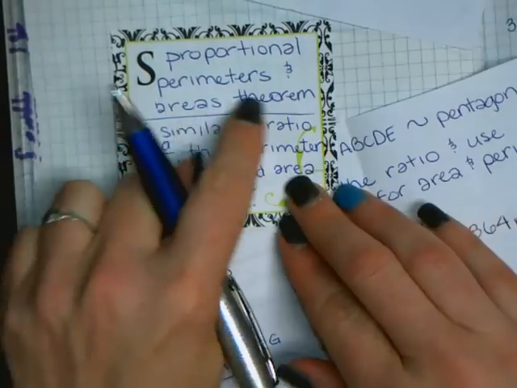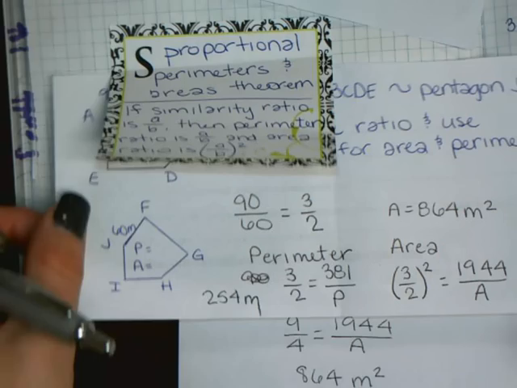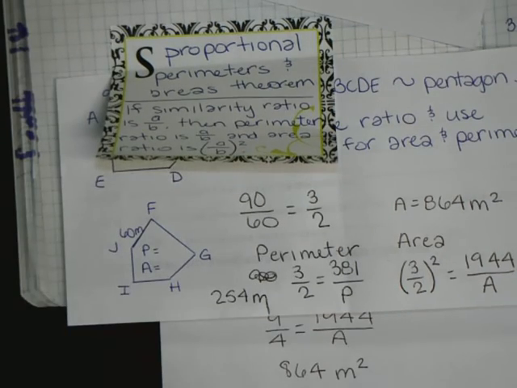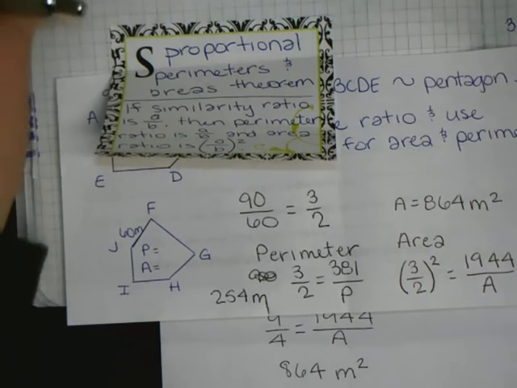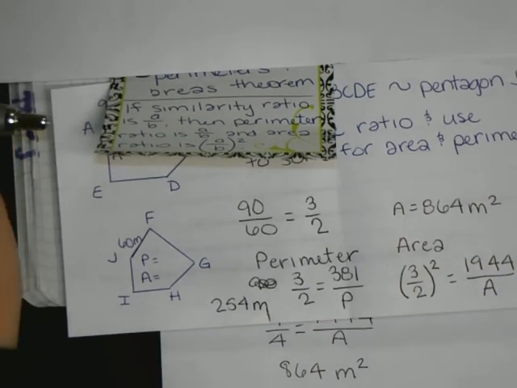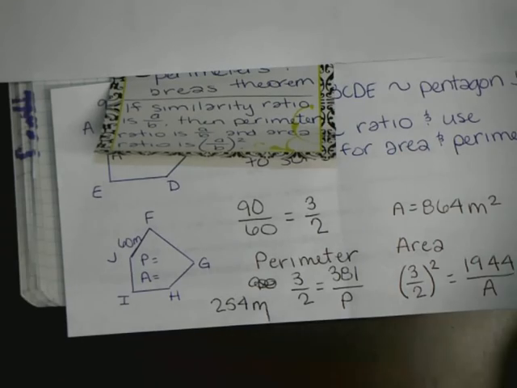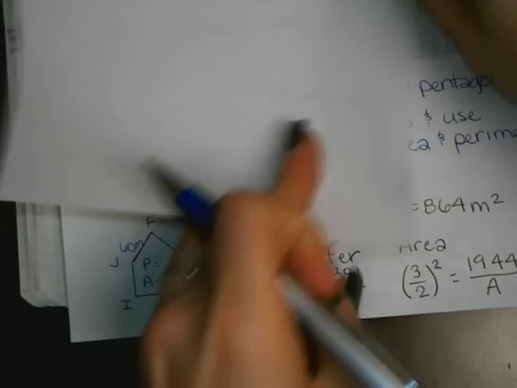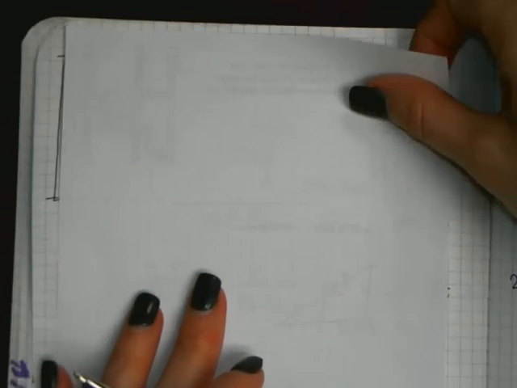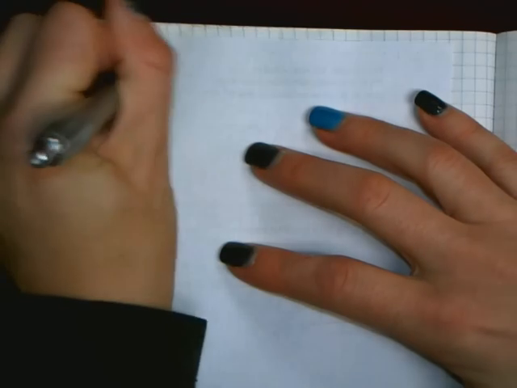Okay, so that's an example of how the proportional perimeters and area theorem works, and we'll have more to do in class. Now I want to look at using indirect measurement to find a missing side length. This is the one you're probably going to use most frequently.